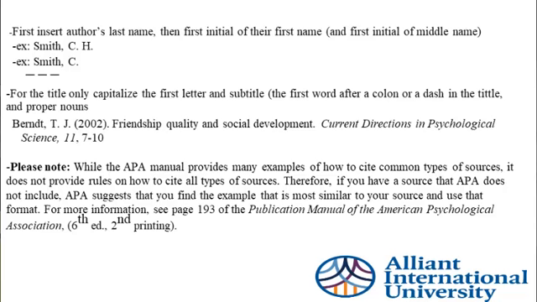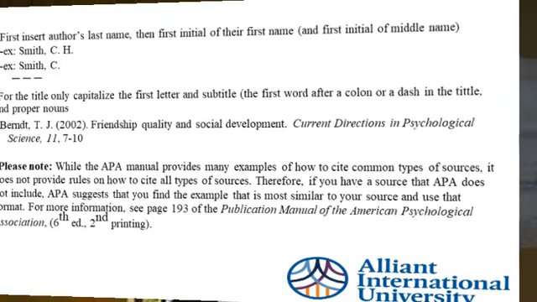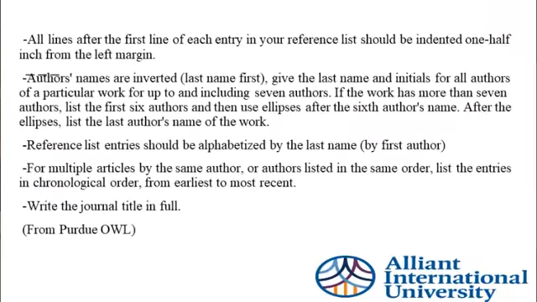All lines after the first line of each reference list entry should be indented half an inch from the left margin. The authors' names are inverted, so last name then first. Generally you'll only give the last name and then the initials for the first name. You'll do that for up to 7 authors. If the work has more than 7 authors, you'll list the first 6 authors and use ellipses after the 6th author's name. After the ellipses, you'll list the last author's name of the work.